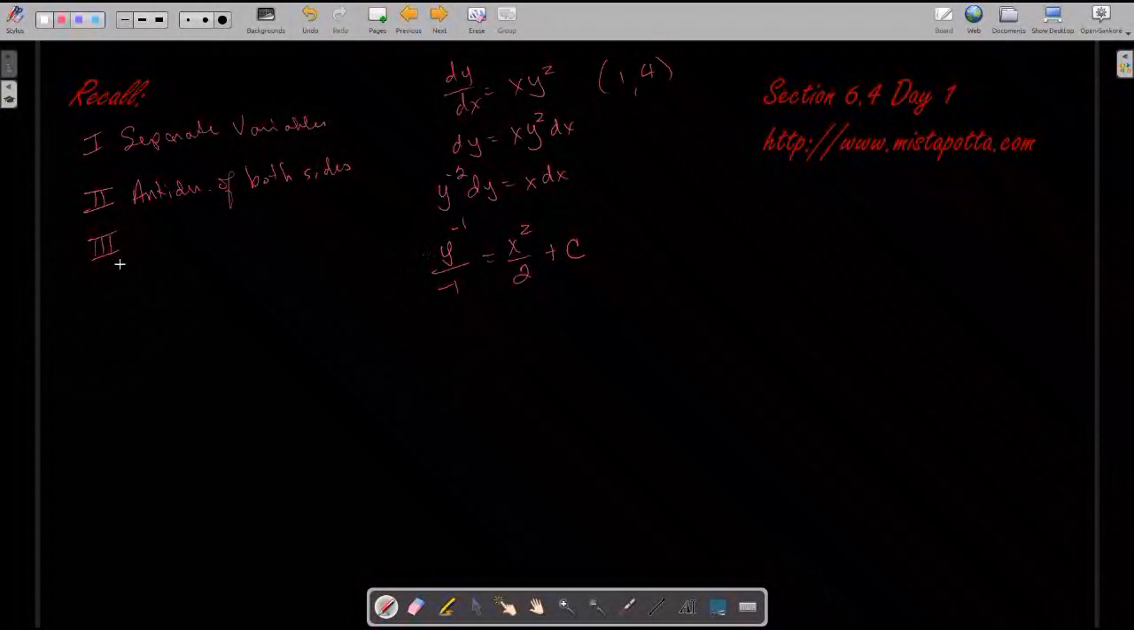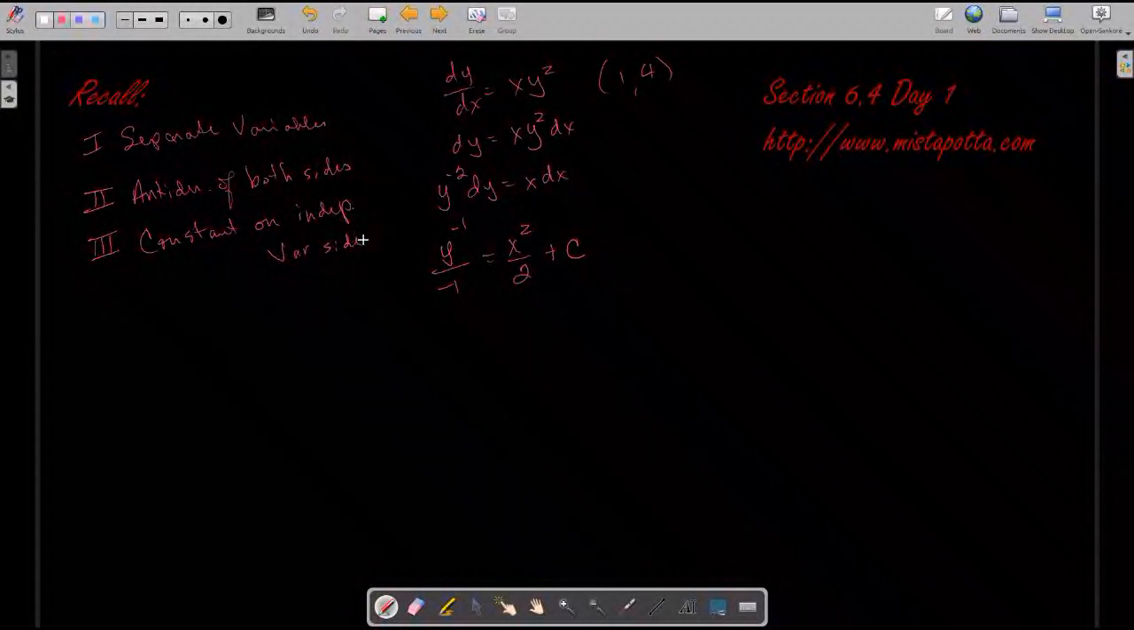So my c is going to go wherever x is, or wherever t is, or whatever my independent variable has to be. So I'm going to put the constant on my independent variable side. And now once I've got this, I've got a relation here, but I really want a functional solution. So step 4 is to solve for y.